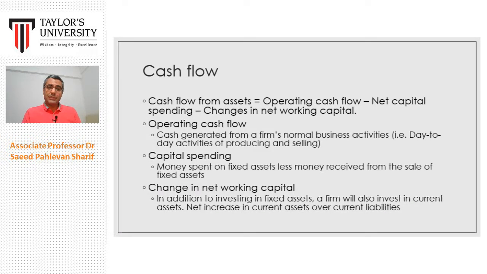And there is another way to compute the cash flow from assets. Cash flow from assets equals operating cash flow, the cash flow generated by the operation of the business, minus net capital spending, minus changes in net working capital. What does it mean? Again, I really want you to think about them and understand these formulas. Later I will show there are so many formulas for this topic, so it's good if you understand them. It will make life easier.